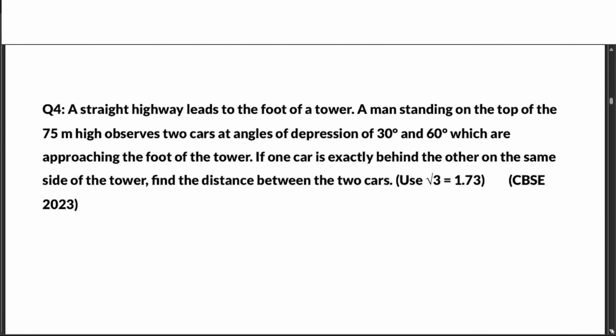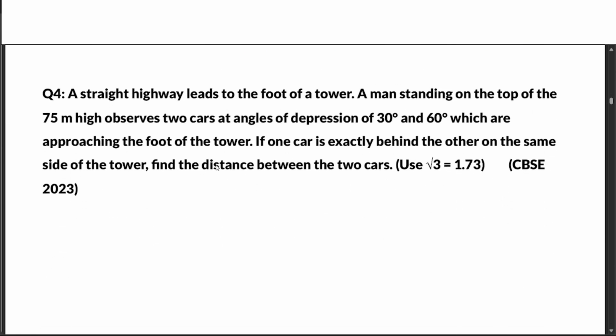Now coming to the next question. Again, this is a 2023 question. So understand the question very clearly, and make sure you read the question two to three times when you get confused. Again, this is based on angle of depression. It says a straight highway leads to the foot of a tower, and a man standing on the top of the 70-meter height tower observes two cars at angles of depression of 30 degree and 60 degree, which are approaching the foot of the tower.